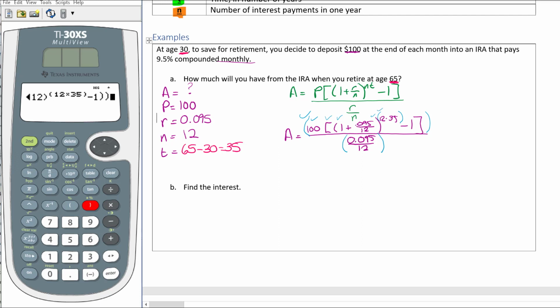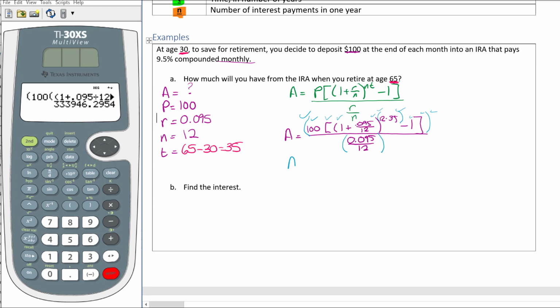Do you see how I opened a parentheses, closed it, and at the end I have 2 parentheses. So I'm just moving left to right, typing every parentheses that I see. Divided by, now I'm going to do the bottom, parentheses 0.095 divided by 12. Close that parentheses, now I can hit enter.